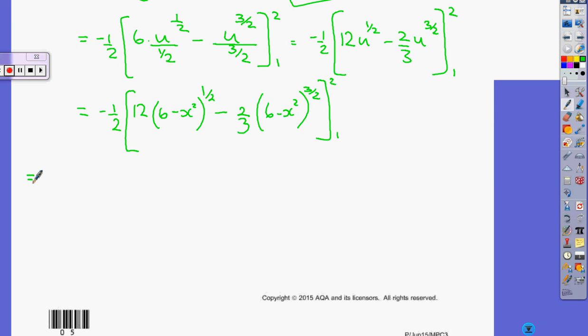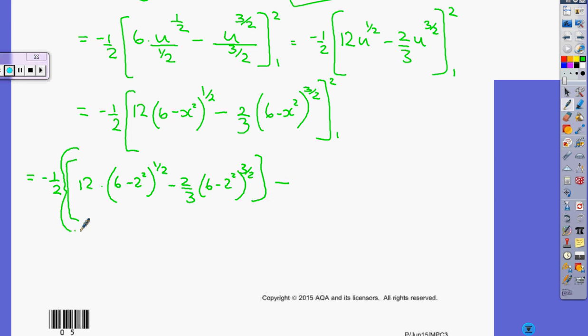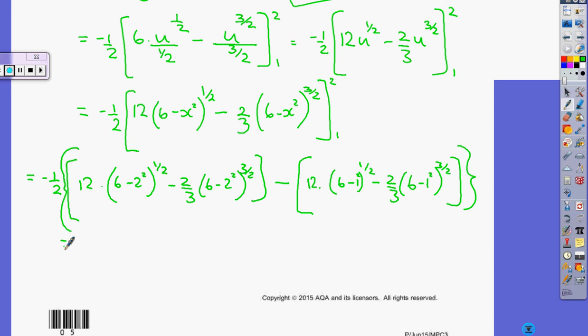I'm going to sub in my 2 and then sub in my 1. So I've got 12 times 6 minus 2 squared to the half, minus 2 over 3, 6 minus 2 squared to the 3 over 2, minus, so I really need funny brackets here, another square bracket, 12 lots of 6 minus 1 to the half minus 2 over 3, 6 minus 1 squared to 3 over 2, square bracket, squiggly bracket, which gives me minus a half.